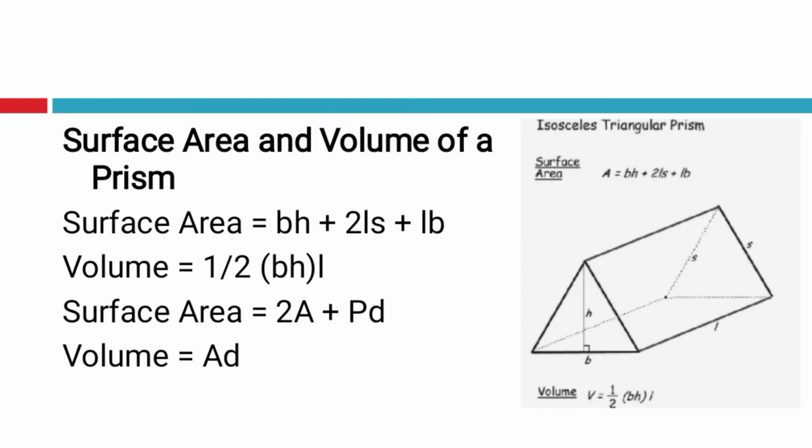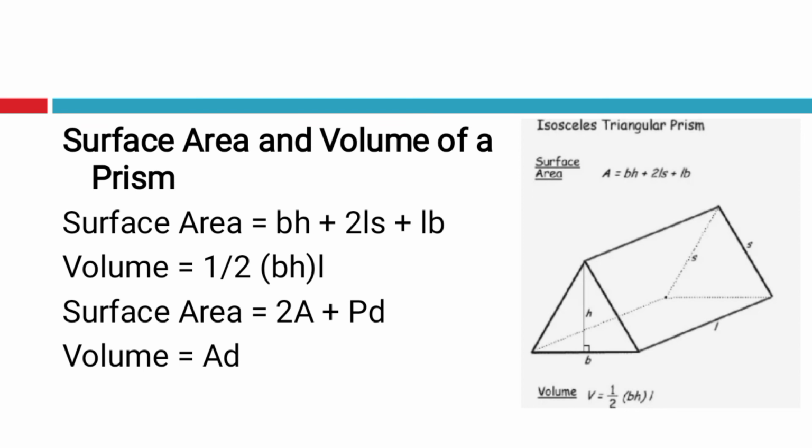Next example we're looking at is the surface area and volume of a triangular prism. So the surface area is equal to bh plus 2lx plus lb. All these things you are seeing here are descriptions, labels on the shape you are seeing. H is the height, b is the width, l is the length, x is the slant length. Do you understand?